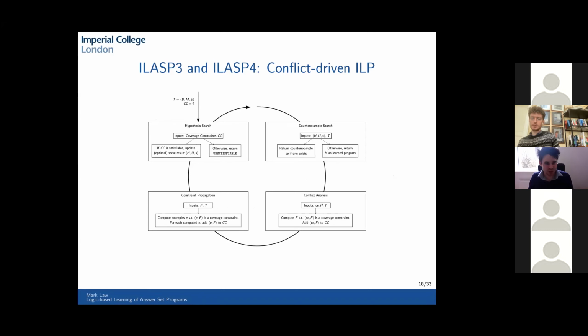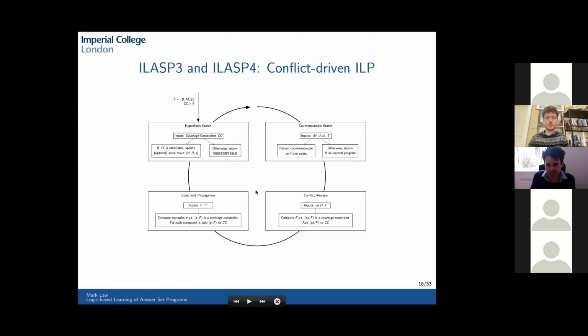Now, I said I didn't want to go into a lot of detail on how the systems work. This is a diagram from a paper we've got that's under review for TPLP at the moment, called Conflict-Driven Inductive Logic Programming. If people are interested, then the paper is already on arXiv, so you can go and find it. But I just want to talk a little bit about, at a high level, how the ILASP 3 and ILASP 4 algorithms work, because they're very different to how the previous ILASP systems worked. And this is to take into account noisy examples.